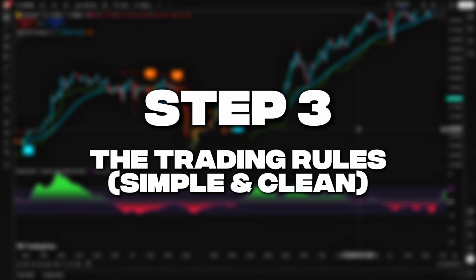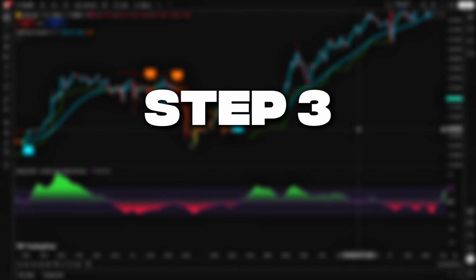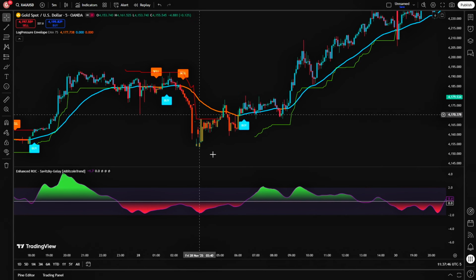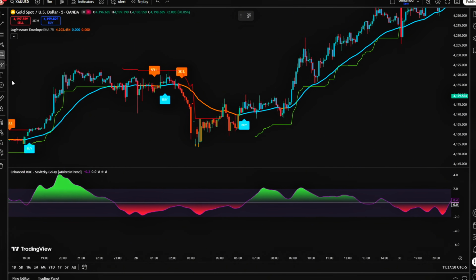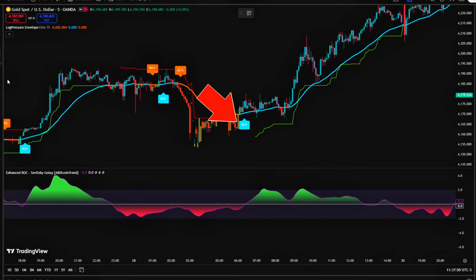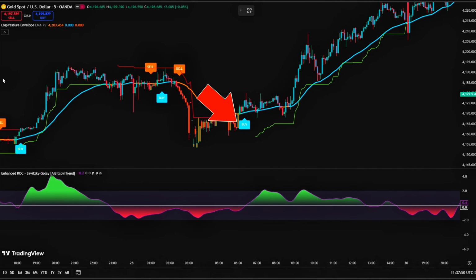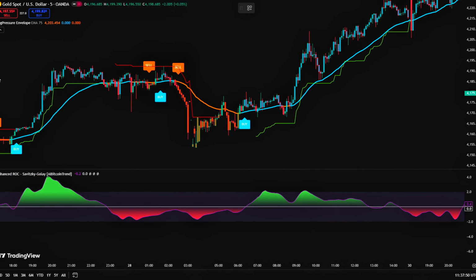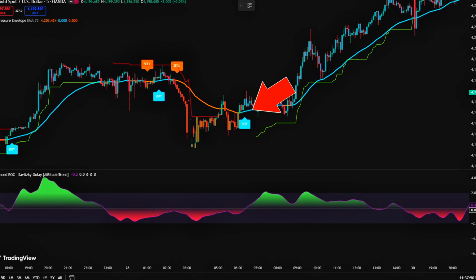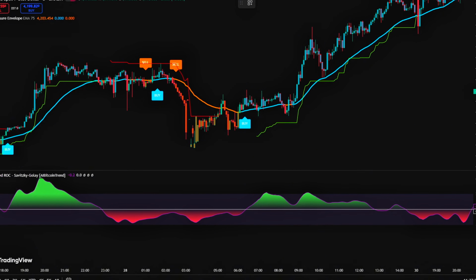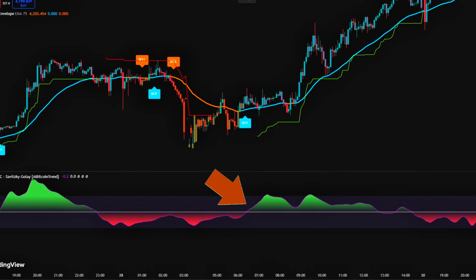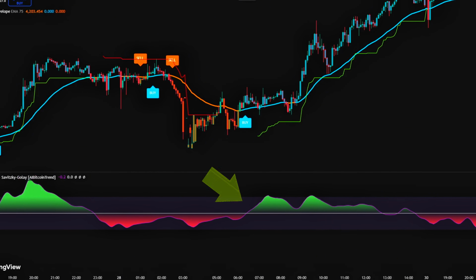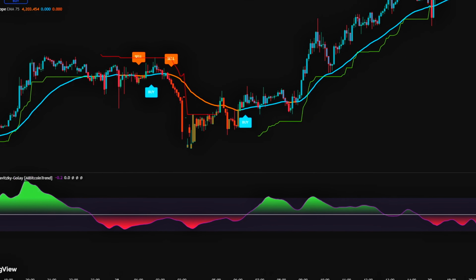Simple and clean. Buy setup rules. Only consider a buy trade when all of these conditions line up clearly and in the correct order. First, the log pressure envelope must print a valid buy signal on the chart. Second, the midline must flip to sky blue, confirming the market structure has shifted bullish and price is being supported. Third, the enhanced ROC must be in a green zone, showing that bullish momentum is actually present and the move isn't just a weak bounce.